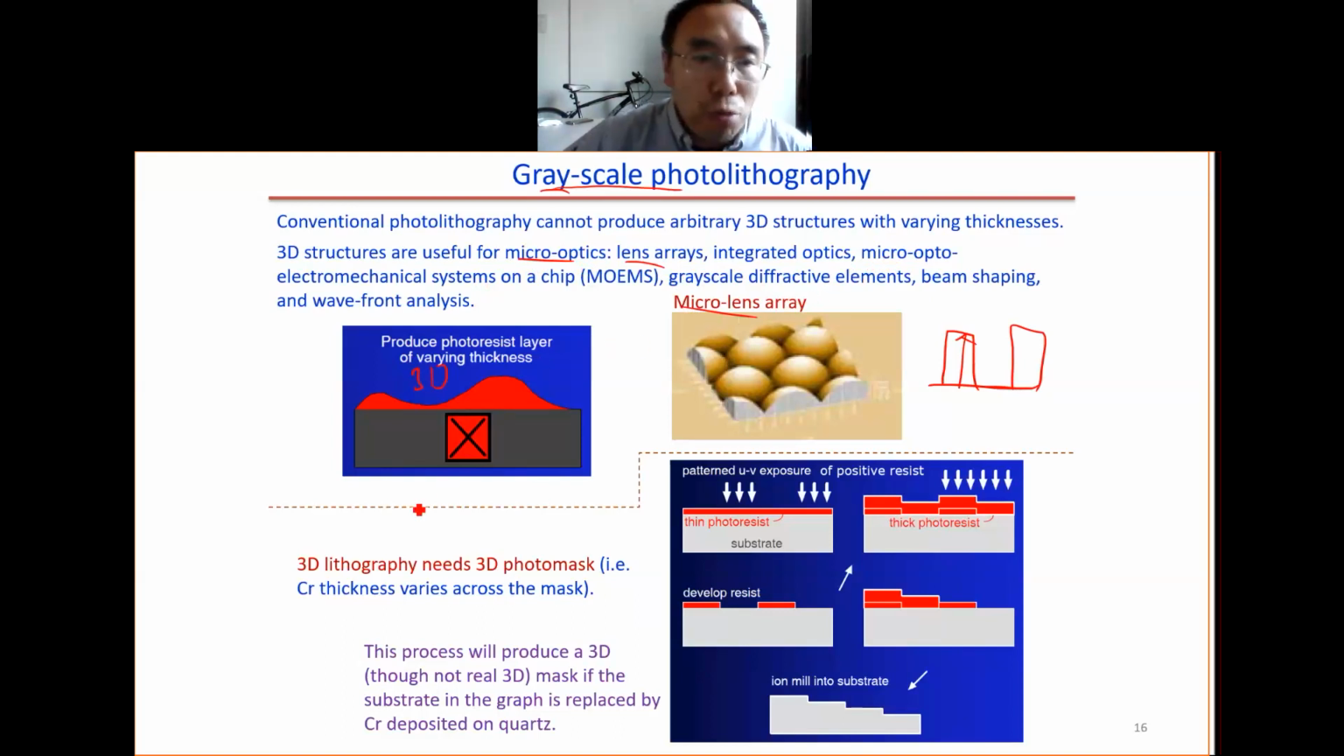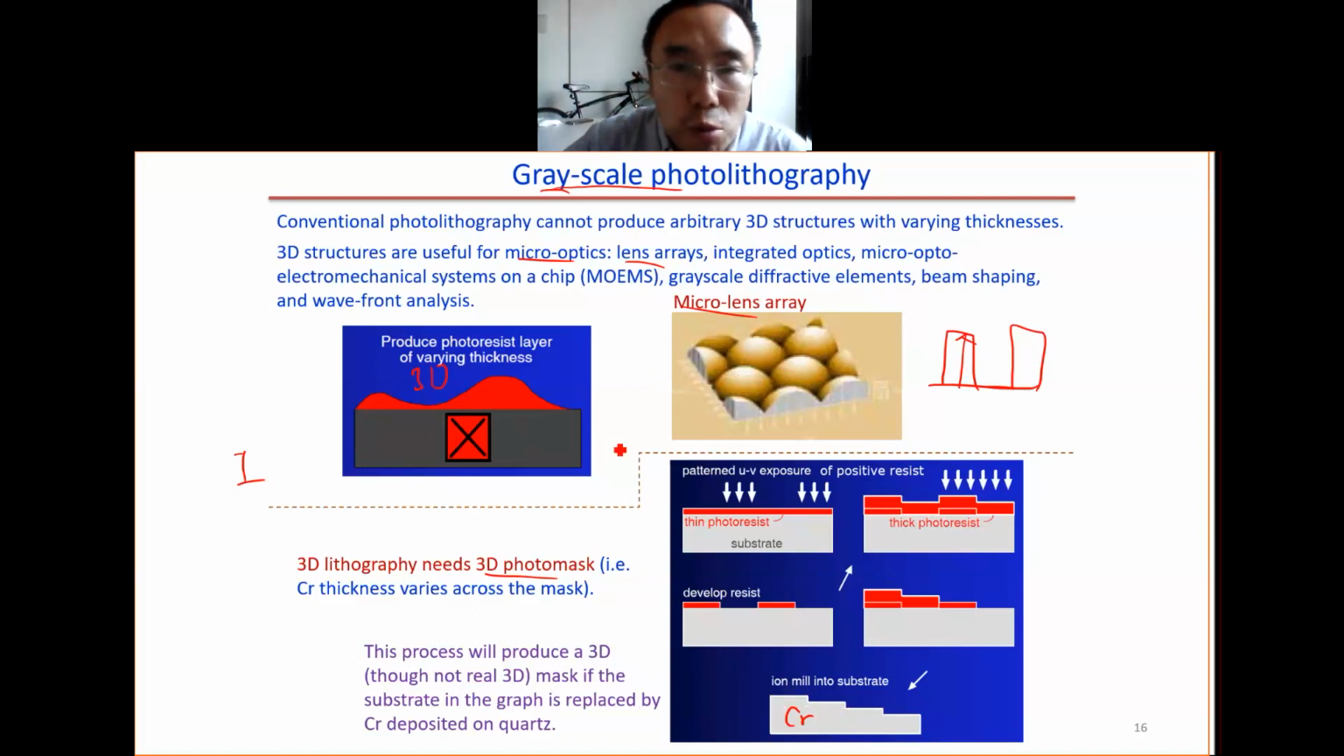One way to do the 3D lithography is to use a 3D photomask. If this is the chrome, and if the chrome has different thickness, then it will be transparent to different amounts of light. Different thickness of the chrome gives different light transmission through the chrome. Then you can create something like this. But this one is difficult to make. You need two lithography steps to make these 4 steps.